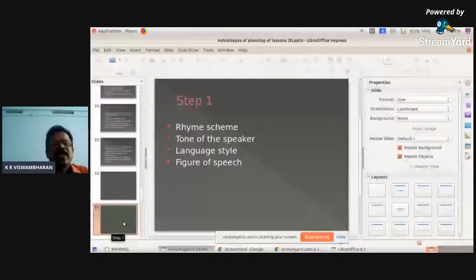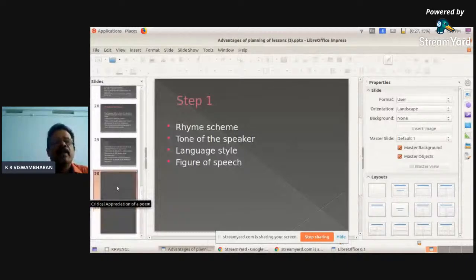And the style of language used in the poem is very important. The language style, because we know what a poem is. The language style is very important. And figures of speech used in the poem, the step one.